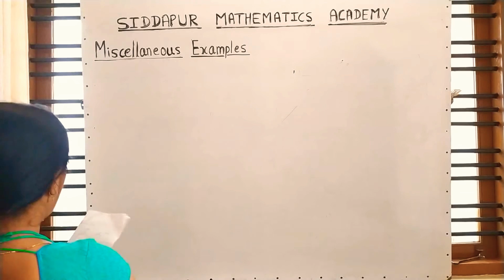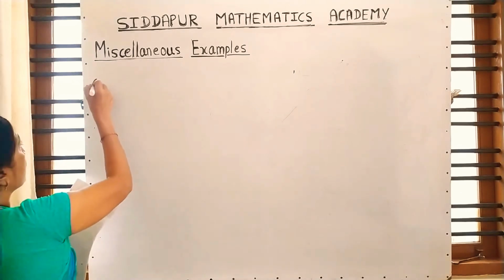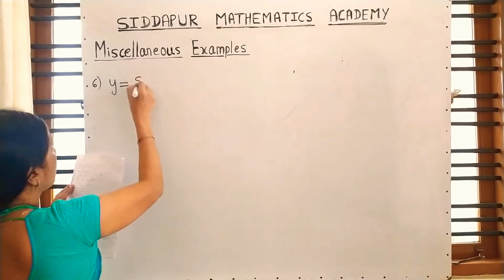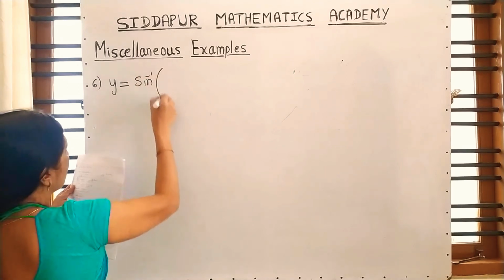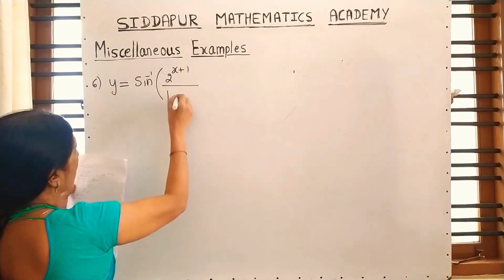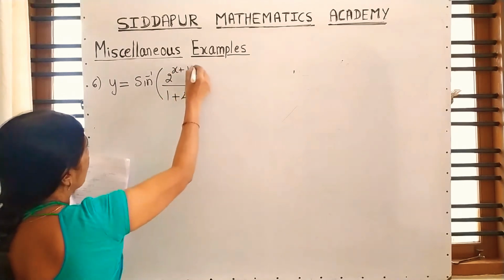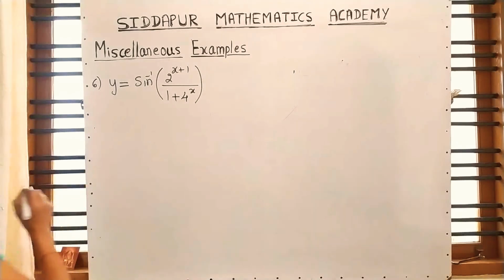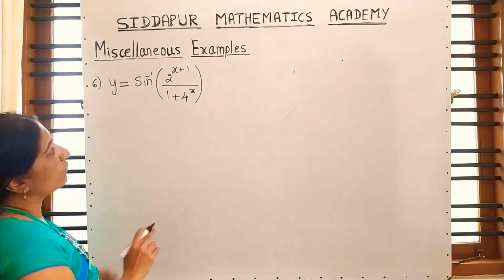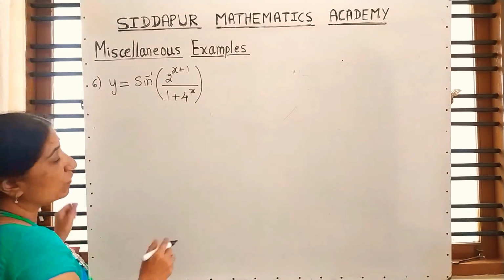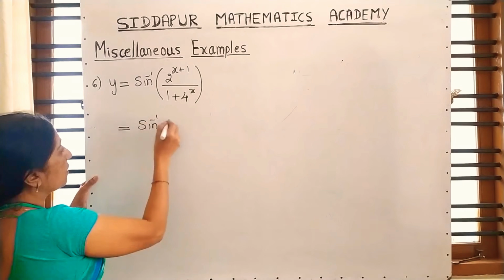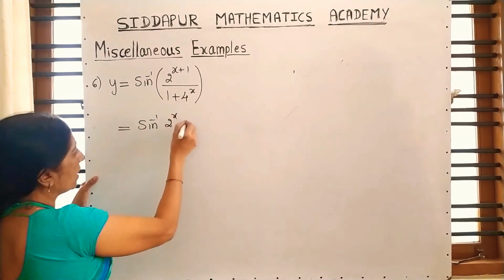Question number 6. Y is equal to sin inverse of 2 raised to x plus 1 upon 1 plus 4 raised to x. See here again we cannot differentiate directly. Direct differentiation is possible, but it becomes confusing. So that's why first, sin inverse. This is 2 raised to x into 2.